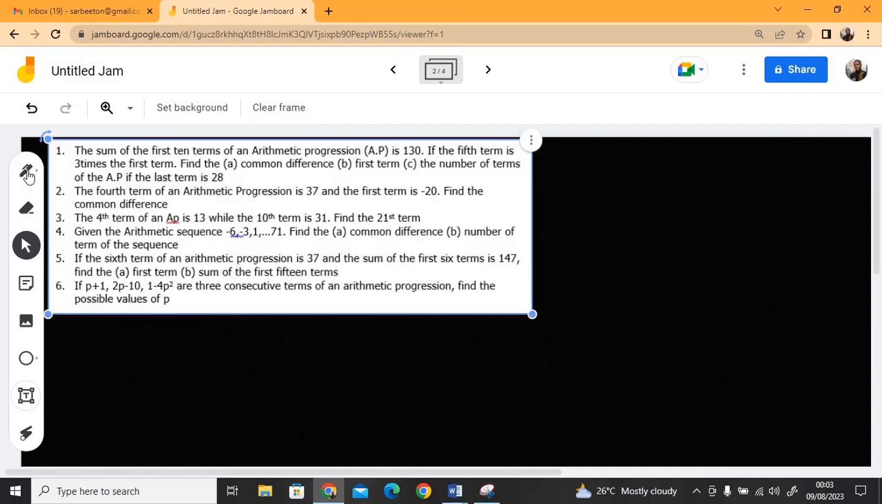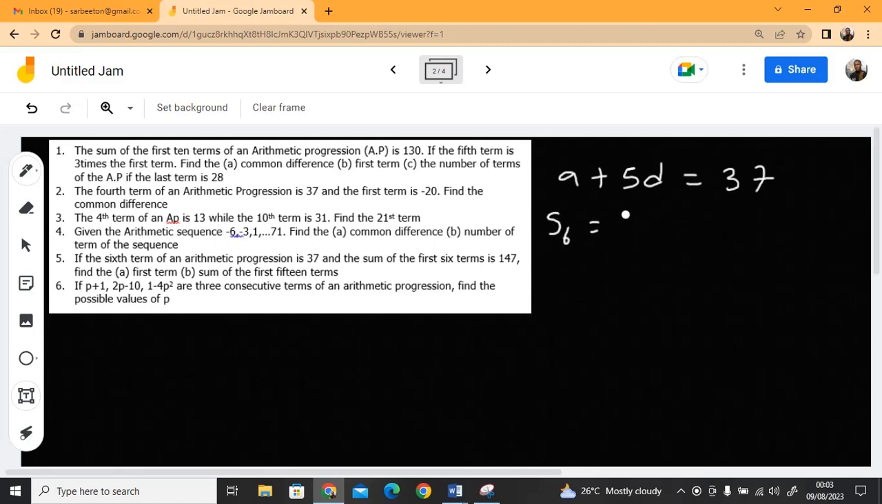Now we have number 5. Let's say the 6th term of an AP is 37 and the sum of the first 6 terms is 147. Find the first term and the sum of the first 15 terms. Now the 6th term of an AP is a plus 5d, they said it equals 37. And the sum of the first 6 terms, the sum formula I'm going to use, S6 equals 6 divided by 2, then 2a plus 6 minus 1 times d.